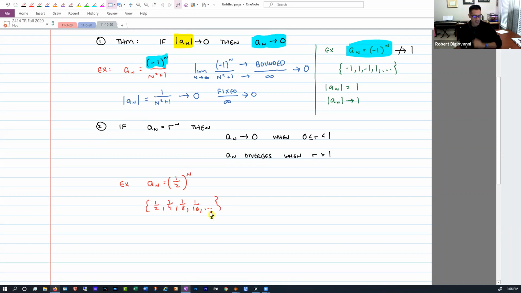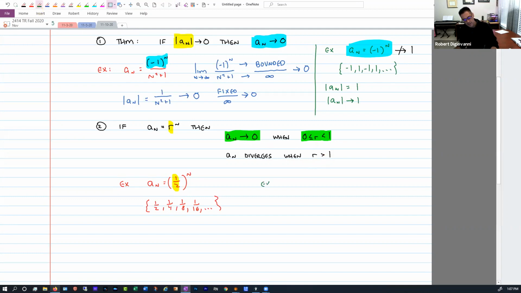Okay, if we had that sequence, does this converge or diverge? Well, this says that if we have a sequence like this, where r here is this number, then the sequence will go to 0, converges to 0, if the absolute value of r is between 0 and 1. So if this number here is 1/2, 1/4, 0.2, any number between 0 and 1, we will have convergence to 0. If r is bigger than 1, then it'll diverge.